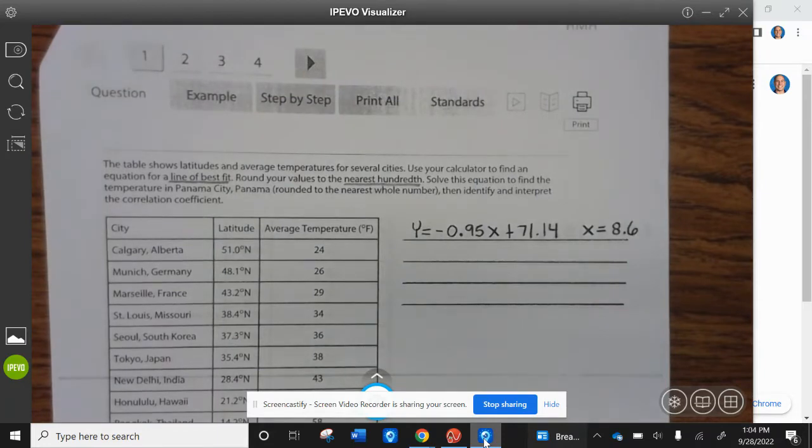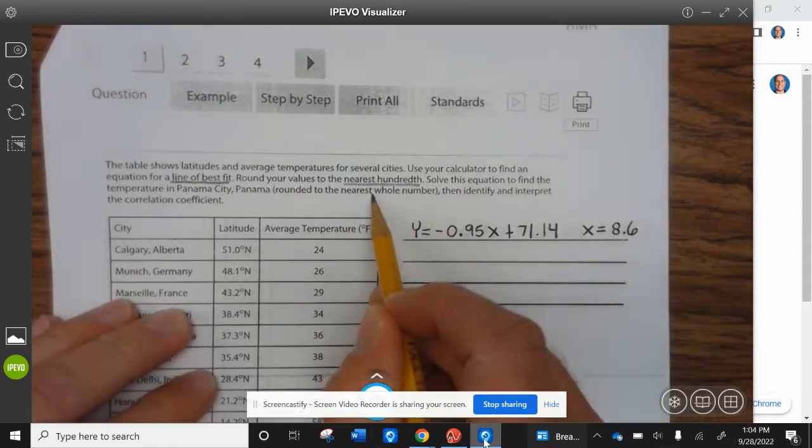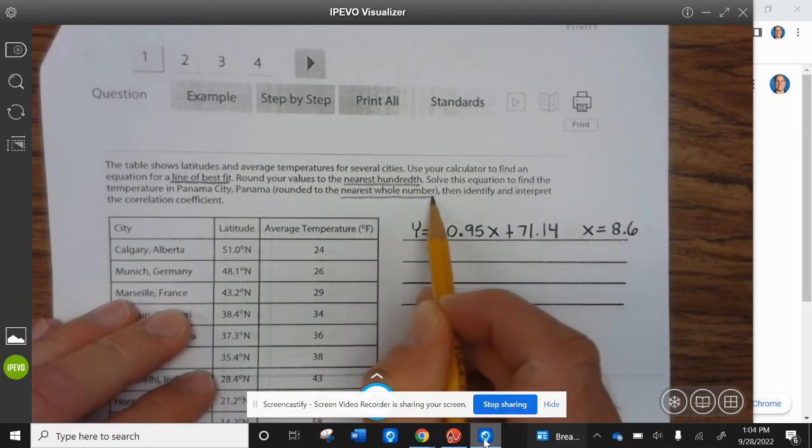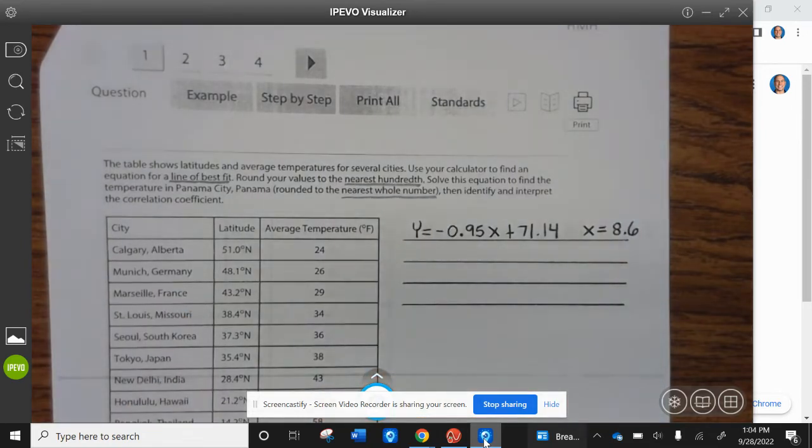The table shows the latitudes and average temperatures for several cities. Use your calculator to find an equation for a line of best fit. Round your values to the nearest hundredth. Solve the equation to find the temperature in Panama City. Round to the nearest whole number. Then identify and interpret the correlation coefficient.